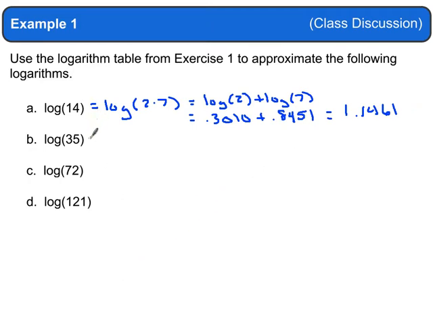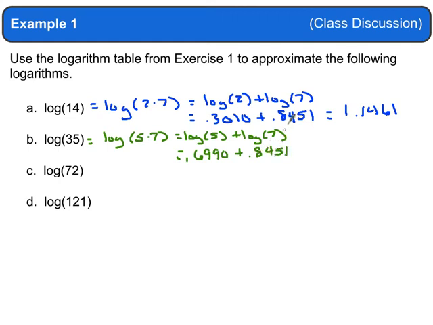So we do that with log 35, right? We could say that this would be log with a 5 times a 7. So we could rewrite this as log 5 plus log 7. And so log 5 is the same thing as 0.6990. And this one is 0.8451. We learned that from right here again. And if we add those together, we get approximately 1.5441.